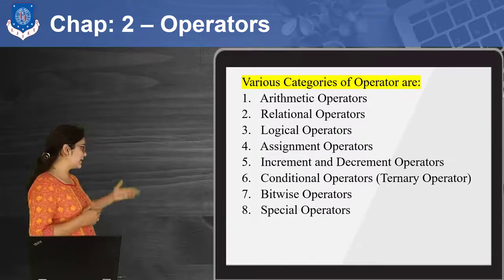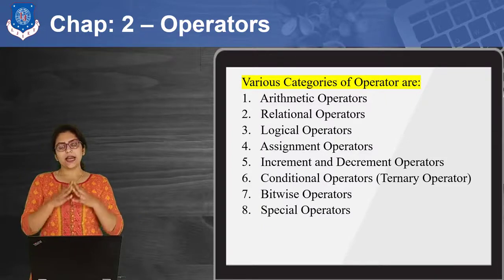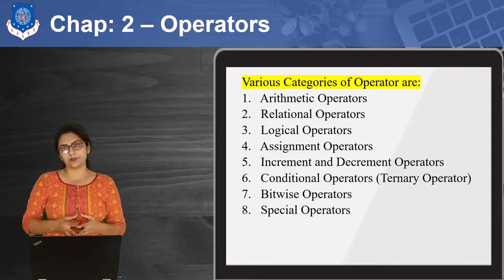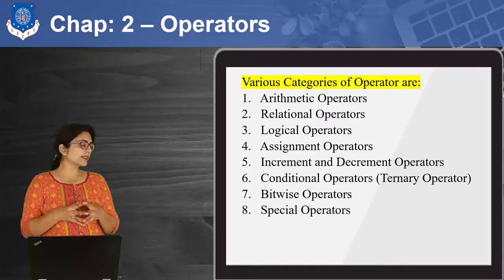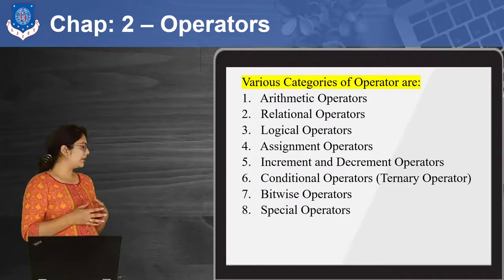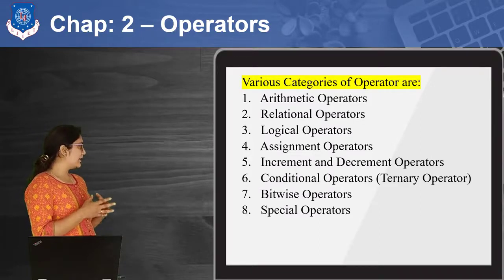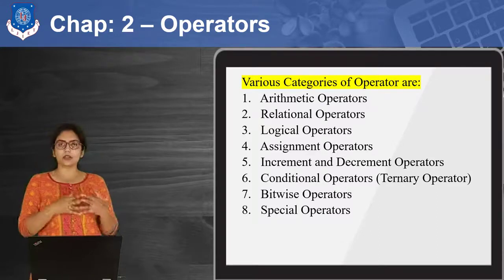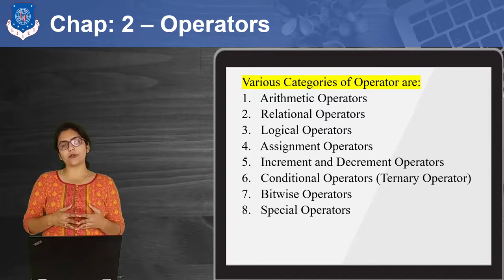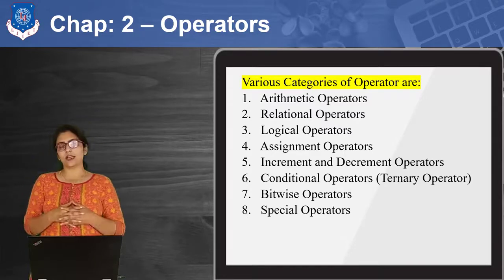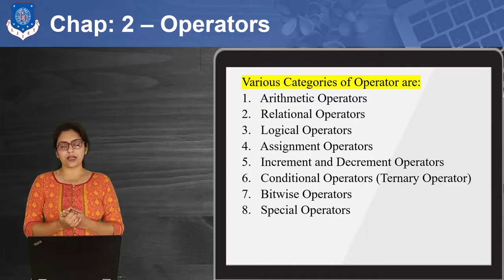As you can see in the list over here, there are basically 8 types of operators. In this lecture, I am going to brief these operators. First is the arithmetic operator, second is the relational operator, third is logical, then the assignment operator, increment decrement operator, conditional operator, bitwise operator and some special kinds of operators. So these are the 8 categories of operators, and I am going to explain each of them.